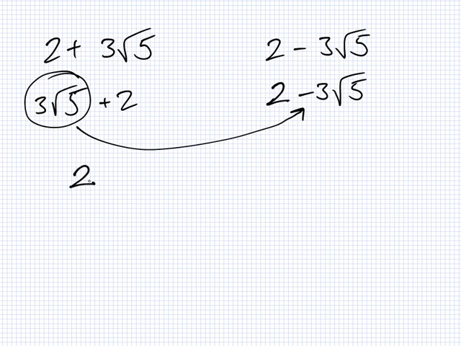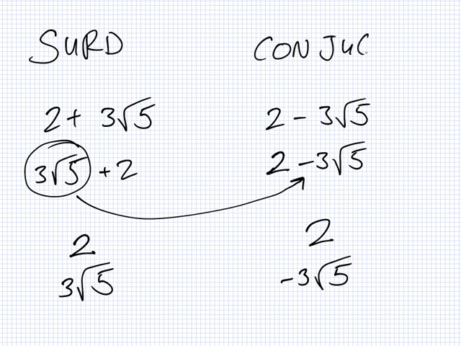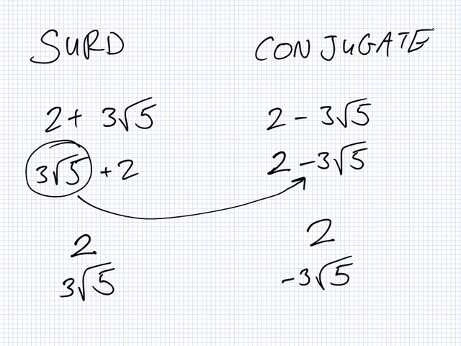Yes, correct. And 3 root 5. Negative 3 root 5. Okay. Yes. I can scroll back. Yeah. So this is the surd, and this is its conjugate. Okay, back to the question.